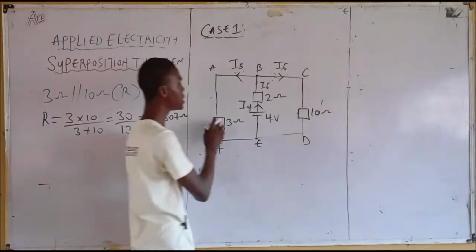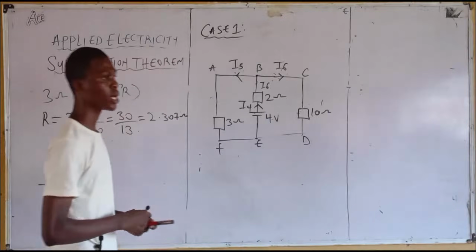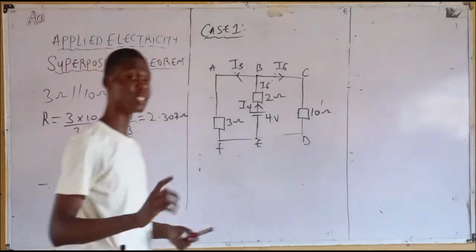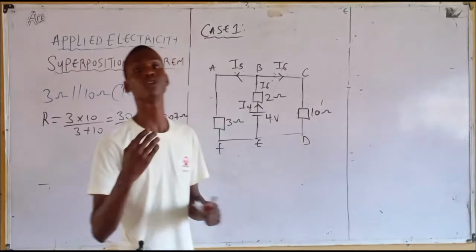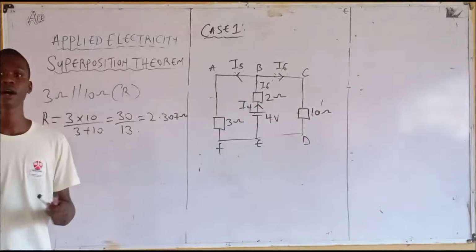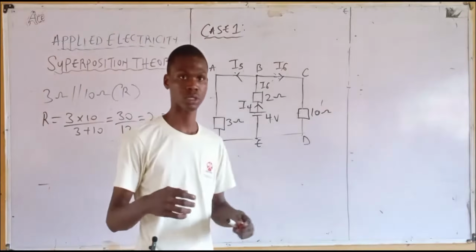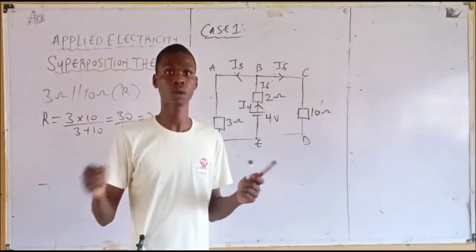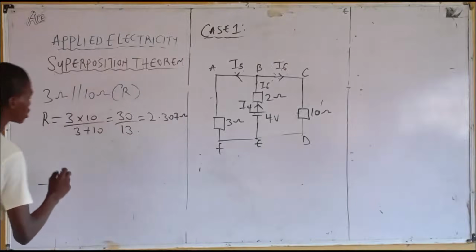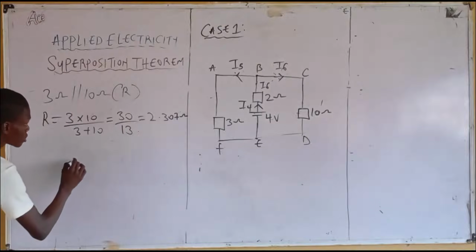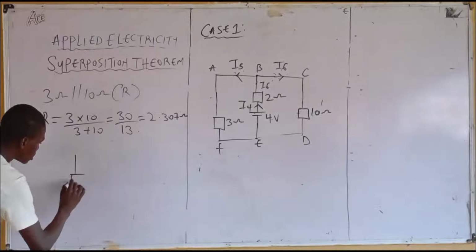I've combined this and this. I've solved them in parallel. I have to redraw my circuit. Please, I'm begging you, always redraw your circuit, so that you will see a clearer solution of what you are doing. It's not that you can't do it in your head, but always redraw your circuit. Now from here, redraw your circuit, then it becomes this.